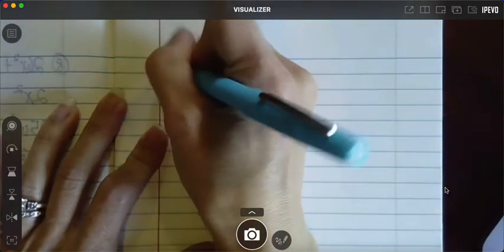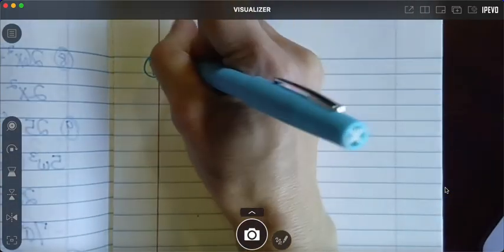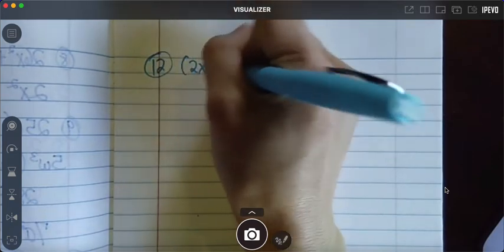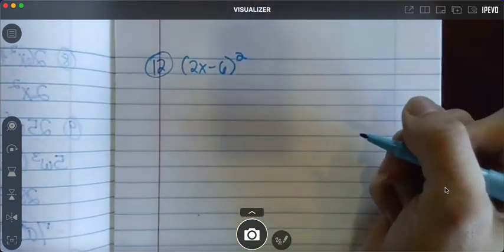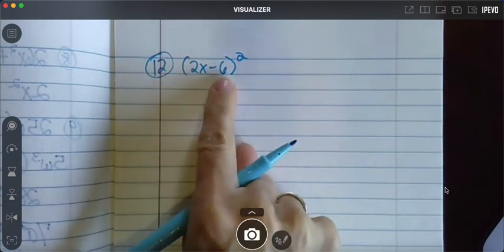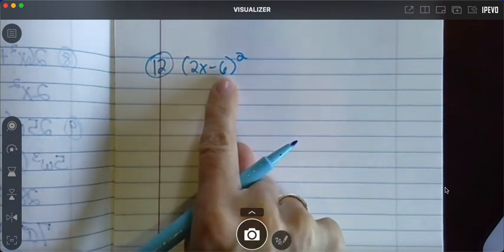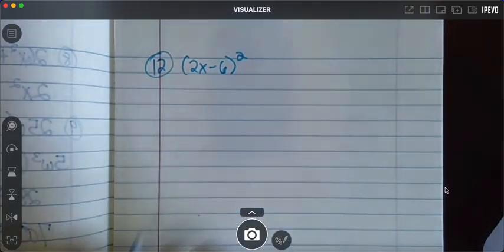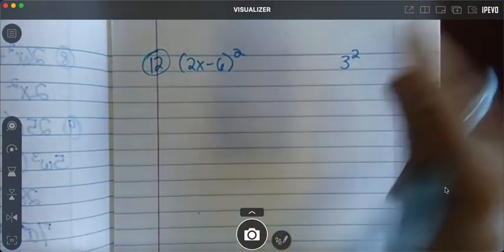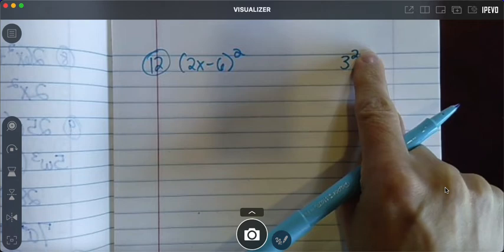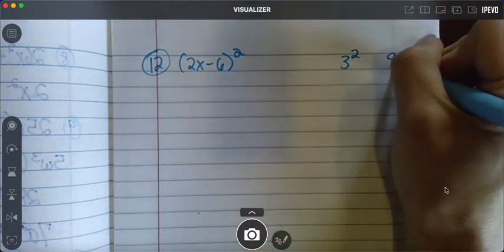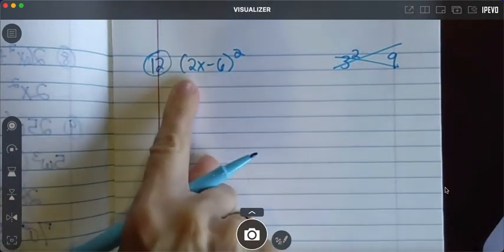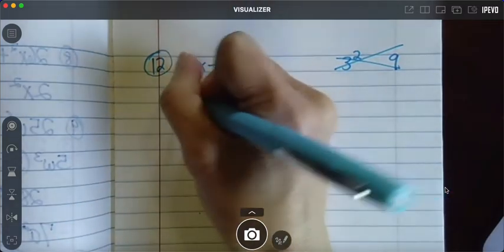Number 12. It says square 2x minus 6. A lot of y'all thought, oh, let me square this and let me square this. No, it wants you to multiply this times itself, the whole thing. Like think of 3 squared. I'm multiplying 3 times itself, which is 9. But I have to multiply this times itself.